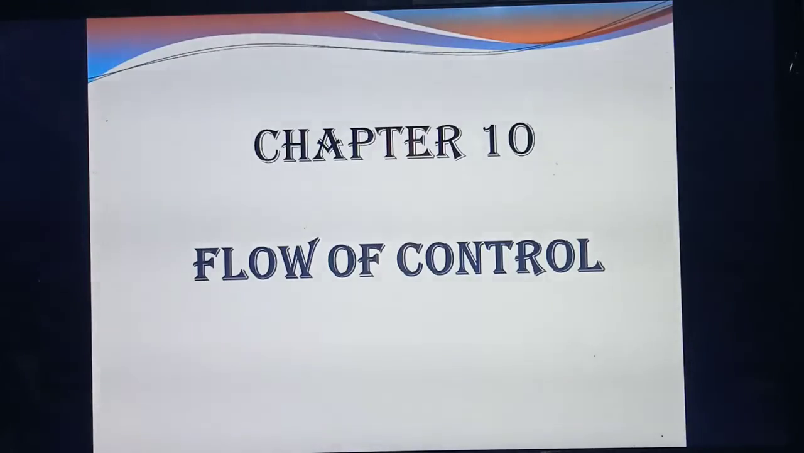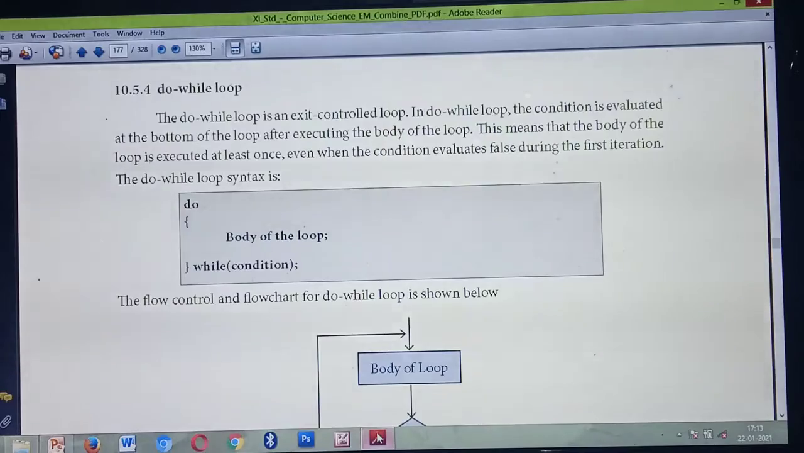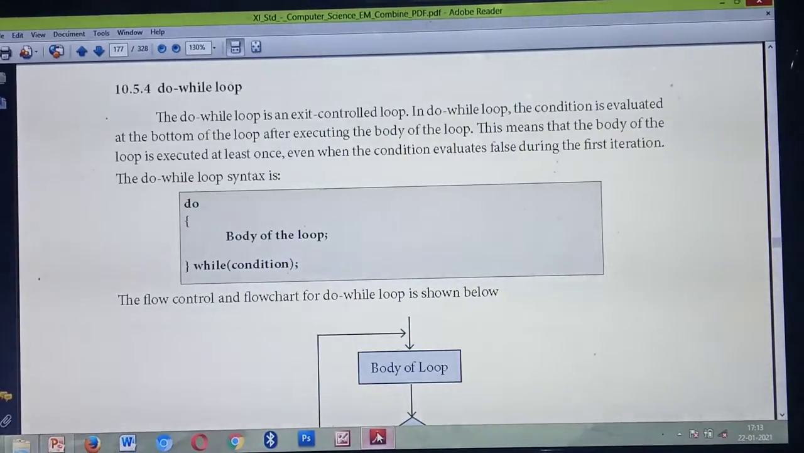So what loop are you going to study? Do while loop. We call the do while loop an exit control loop. What do you mean by exit control and entry control? Entry control means the condition is checked at the entry point, before entering the body of the loop, at the beginning of the loop. That is the entry control loop. Exit control means once the body of the loop has been executed, at the end you check the condition. That is the exit control loop.